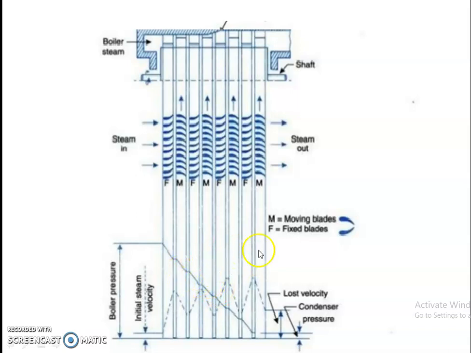As for enthalpy, in the impulse turbine the enthalpy is constant in the moving blade, but in the reaction turbine the enthalpy is not constant; it decreases in the moving blade. The relative velocity in the impulse turbine is constant in the moving blade, but in the reaction turbine the relative velocity is not constant in the moving blade.